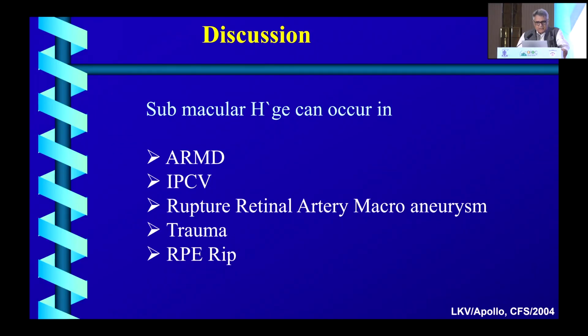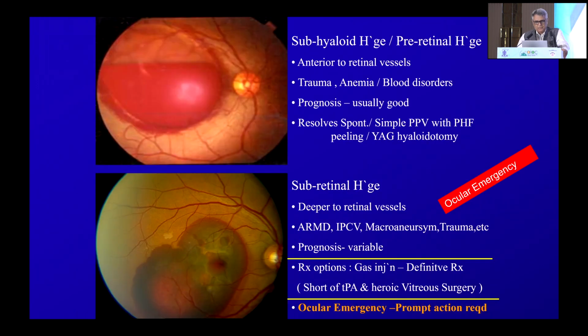I'll be talking about an entity which is assuming more importance because of recognition, because PCV is a fairly common diagnosis in Asia. One of the issues with PCV is submacular hemorrhage. Submacular hemorrhage can occur in a lot of other conditions like ARMD, myopia, trauma, but PCV is the one I'll be talking about now.